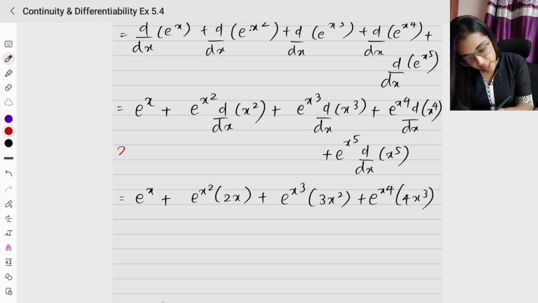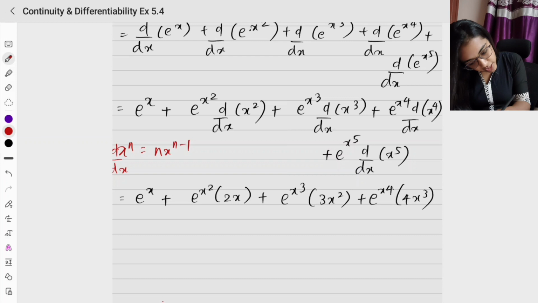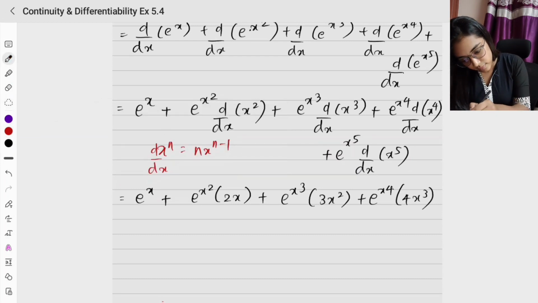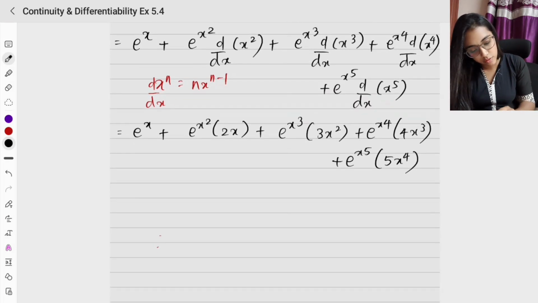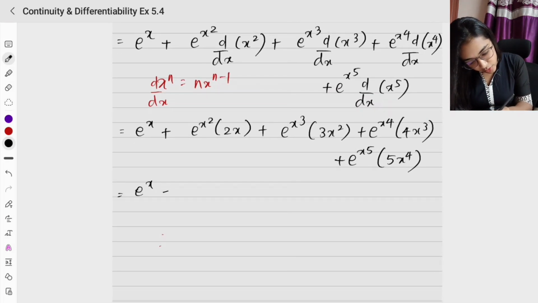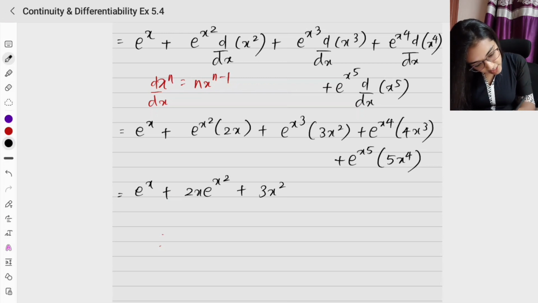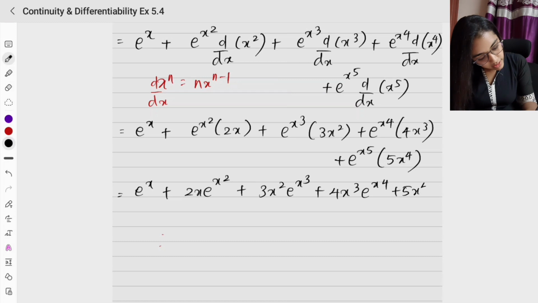You understand what I am doing? d by dx of x to the n is going to be n x to the n minus 1. That is what I am doing here. So now plus e to the x power 5 times 5x power 4. The final answer enna? I'll just consolidate: e to the x plus 2x e to the x square plus 3x square e power x cube plus 4x cube e x power 4 plus 5x power 4 e x power 5. So this is my final answer.